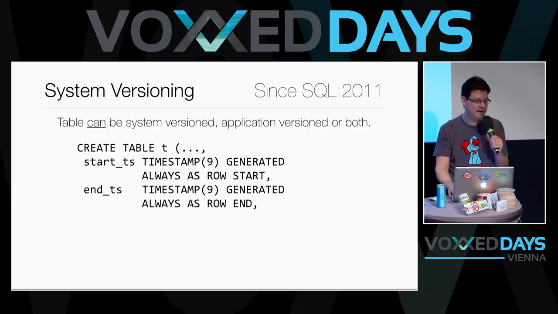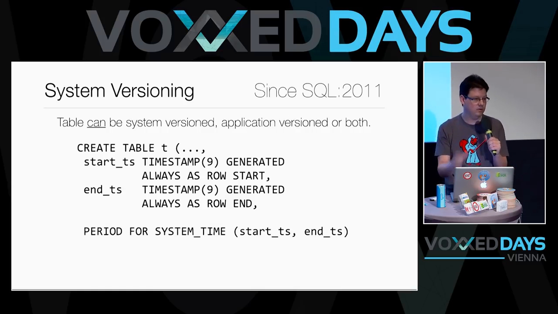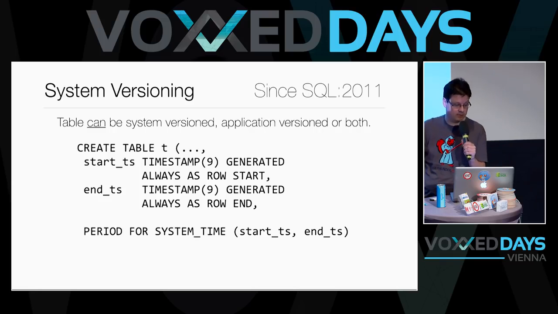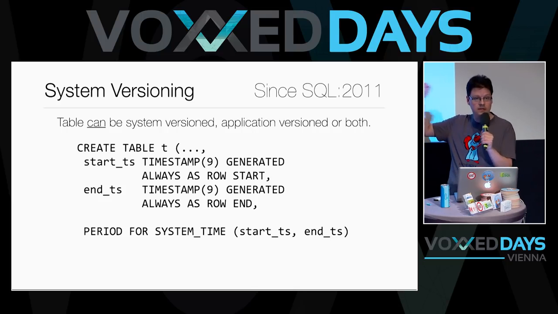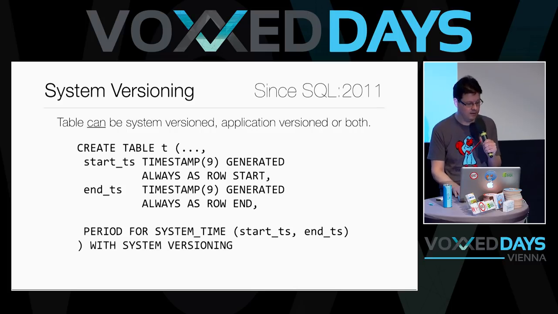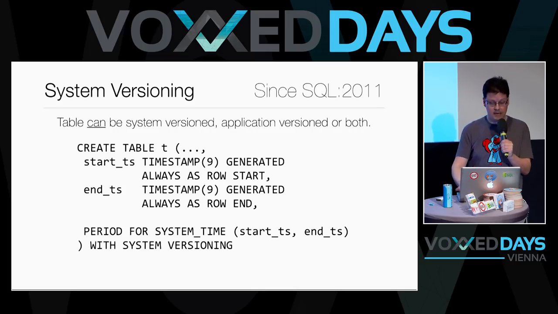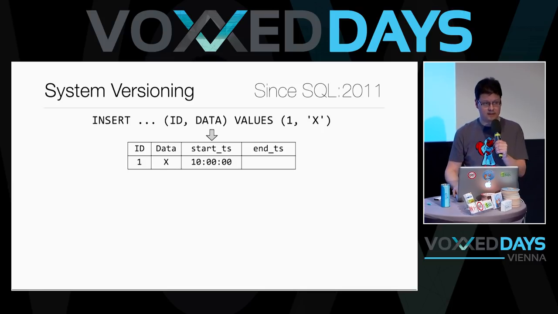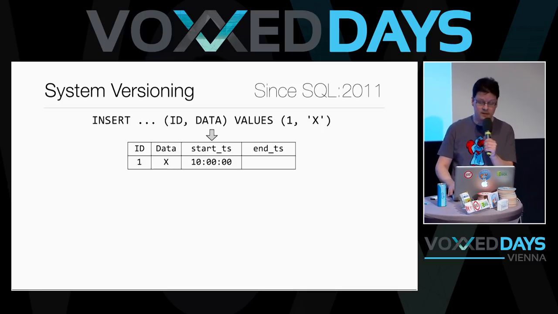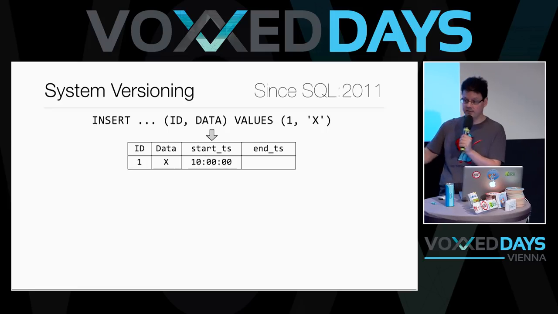And then you combine these columns logically into one period called system time, because this is about system versioning, which means this period from start to end is the period when each of the rows was valid. And at the end you say with system versioning. And bam, if you insert data into that, the database will automatically put in the start timestamp, and also the end timestamp, because they are generated always as.